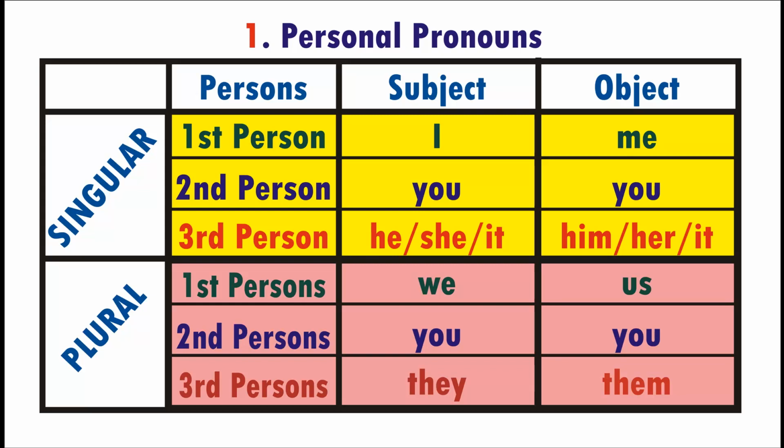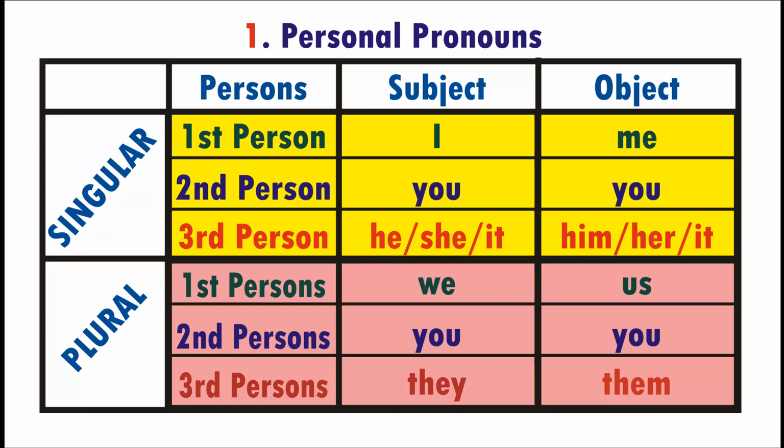So take your time to look at this table very well. Study the table, analyze the table, so you can understand what I'm trying to say. Now, the yellow part of the table are examples of the personal pronoun in the singular form. Let's come to the bottom, in the pink part of the table. That is the plural form.